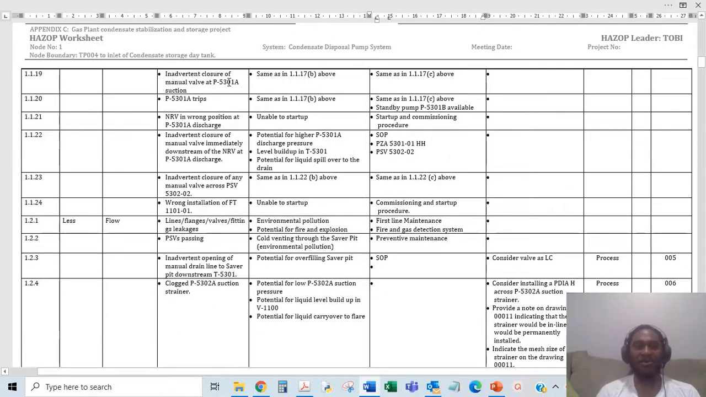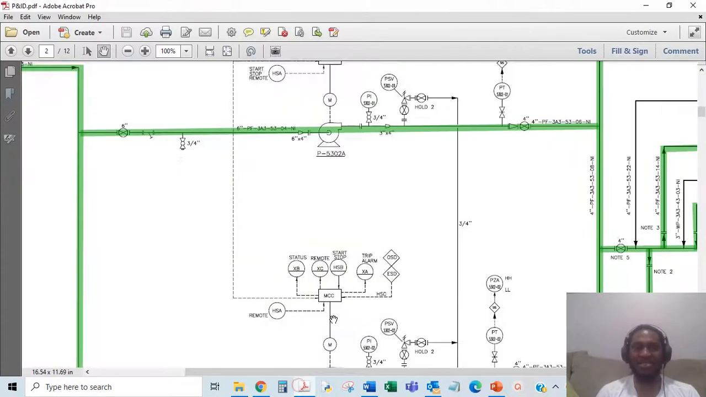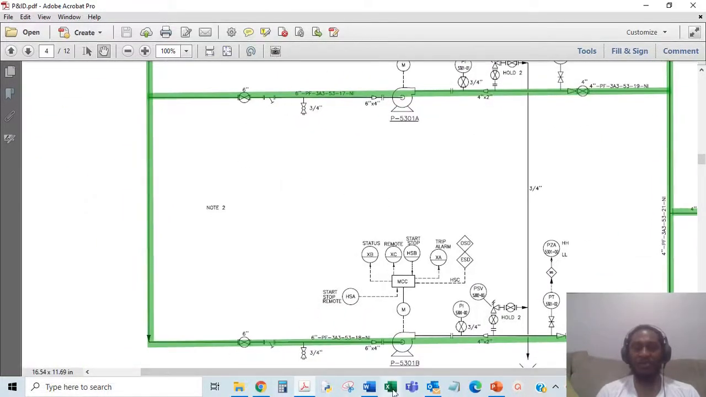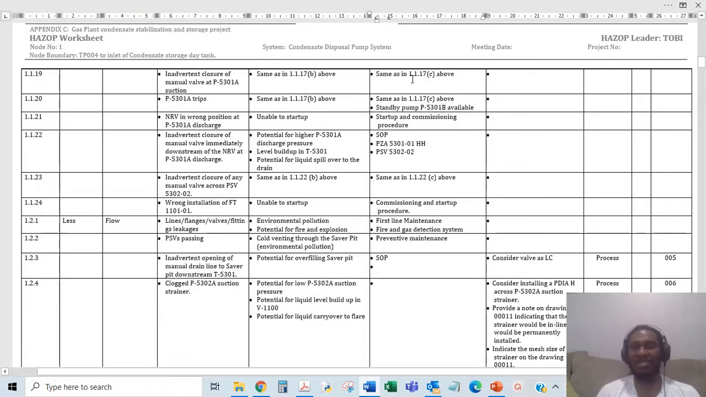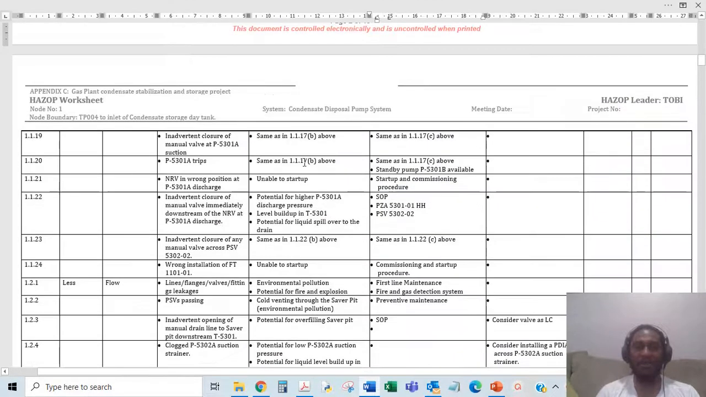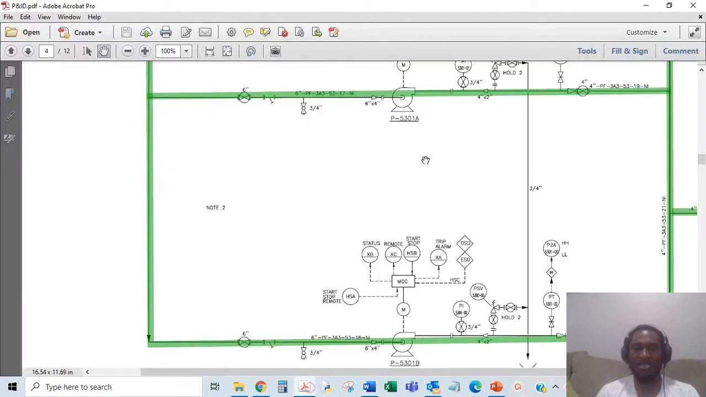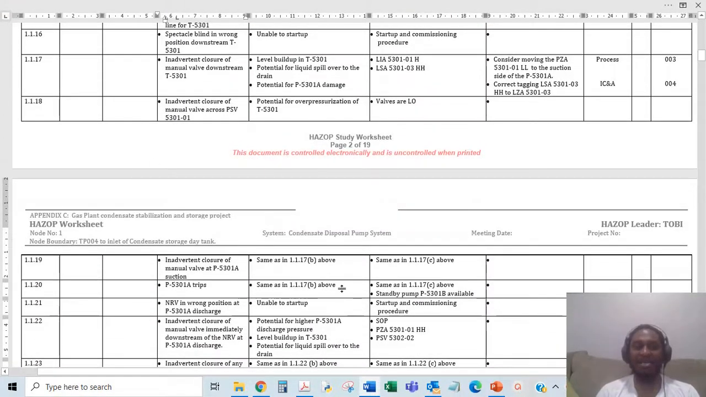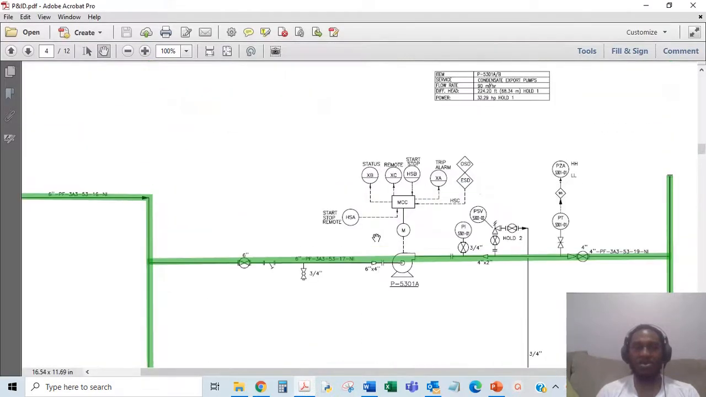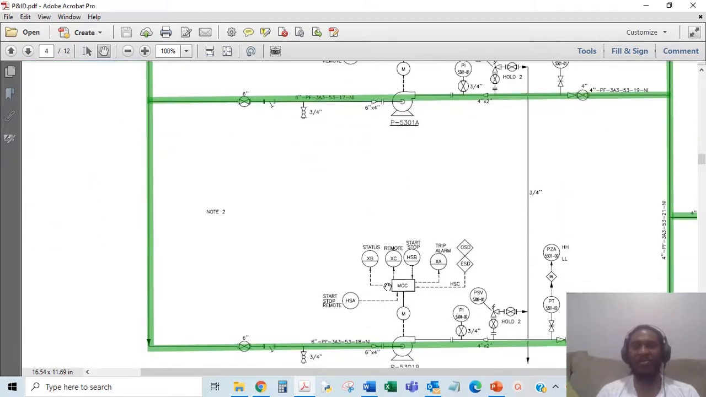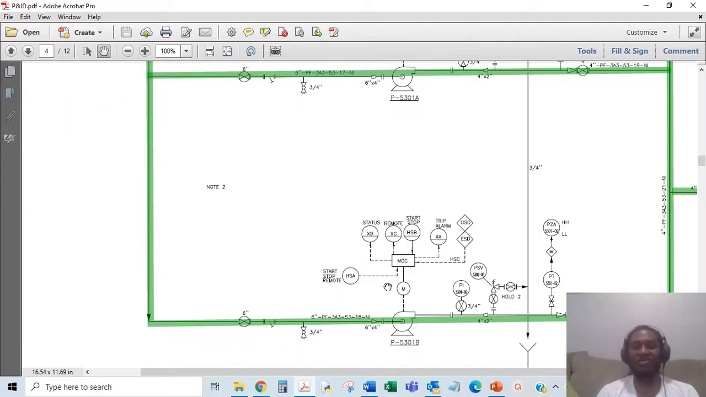So inadvertent closure of manual valve P5301A suction. So that's the second set of pumps after this tank. So if you have any of these valves inadvertently closed, then you have same as above. You can have level build up, potential for liquid spillover to the drain, potential for pump damage, same. Then the pump trip, just same as this, because it's the same configuration we have above. If this set of pumps trips, it would also affect everything like in 117, and you have that tank, the C5301, the storage tank. You could have level build up, you could have liquid to the drain, because you can have a liquid carryover like in the surge vessel, because this is a tank, the excess liquid goes to the drain.